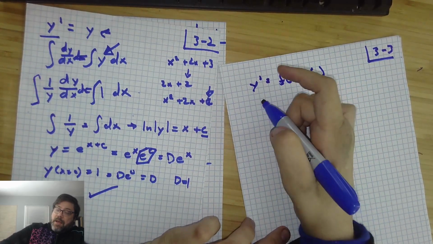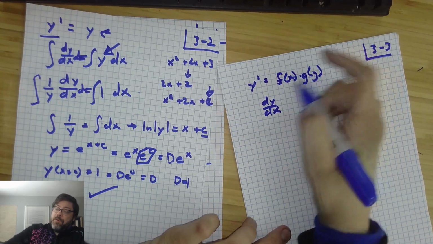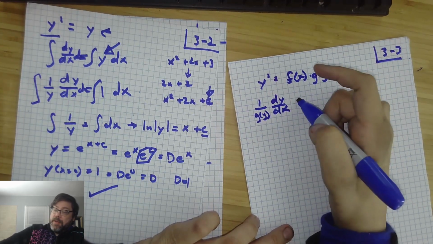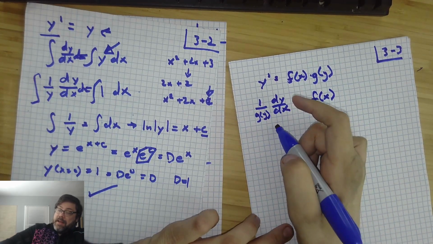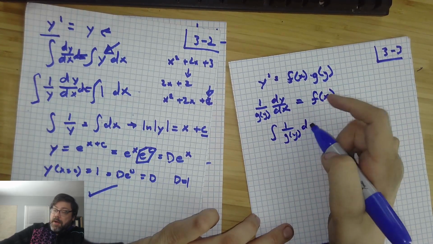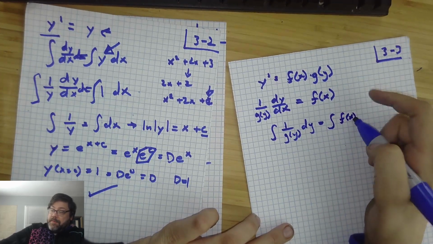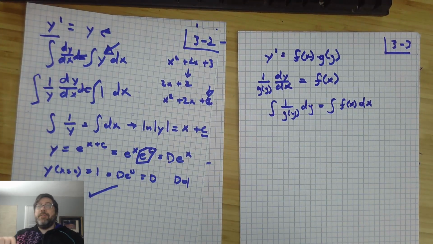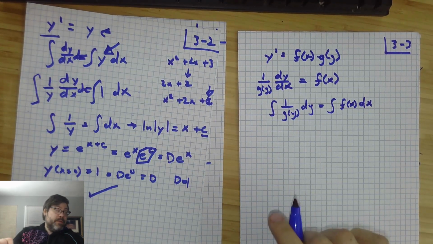How would I solve this? Well, this is just dy/dx. I would just move this over and say 1 over g of y, I'm just dividing both sides by this, equals f of x. And then I can integrate and say the integral of 1 over g of y dy equals the integral of f of x dx, right? So I've separated the differential equation into two integrals that I should be able to do rather easily.